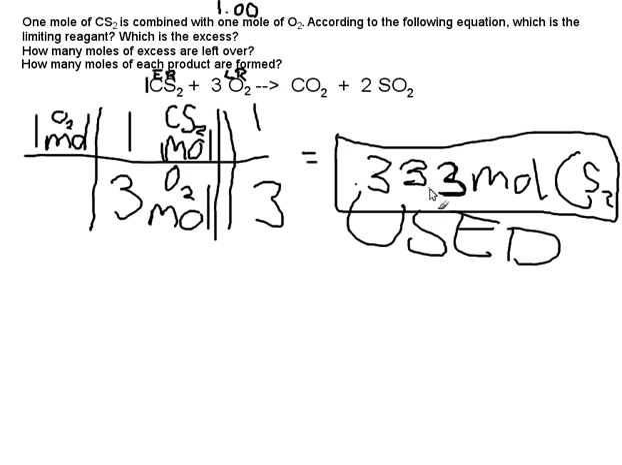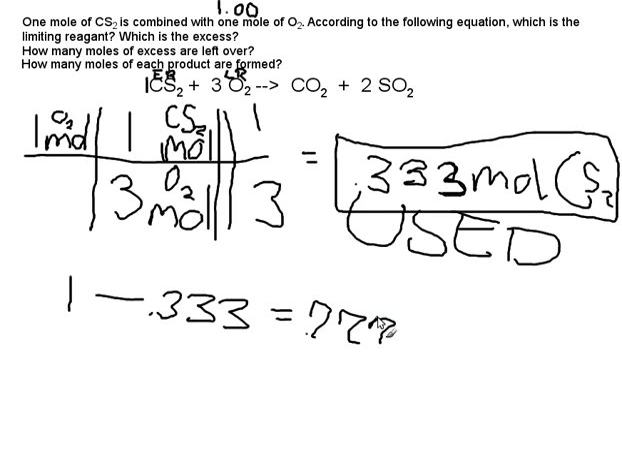so you have 1 mole of CS2, right? And then this is how much you used. So to find out how much you have left over, you're just going to subtract 0.333 from 1. And that's going to give you 0.667. Pretend that those are all very beautiful 6s. And then those are your moles of CS2 left.